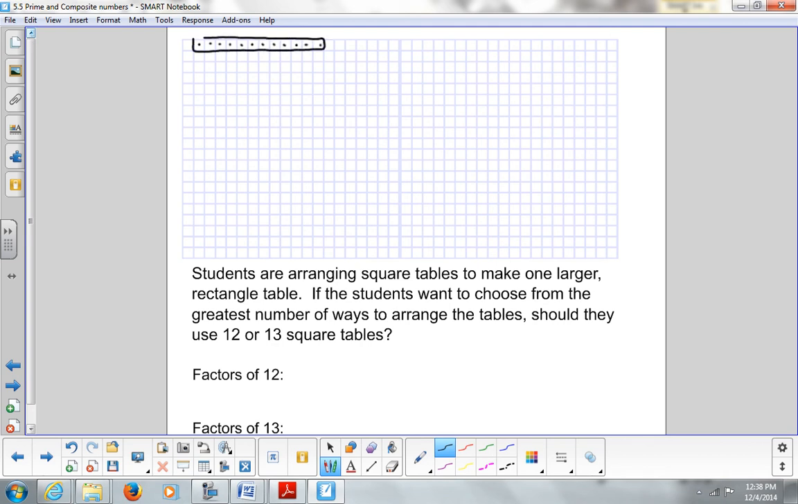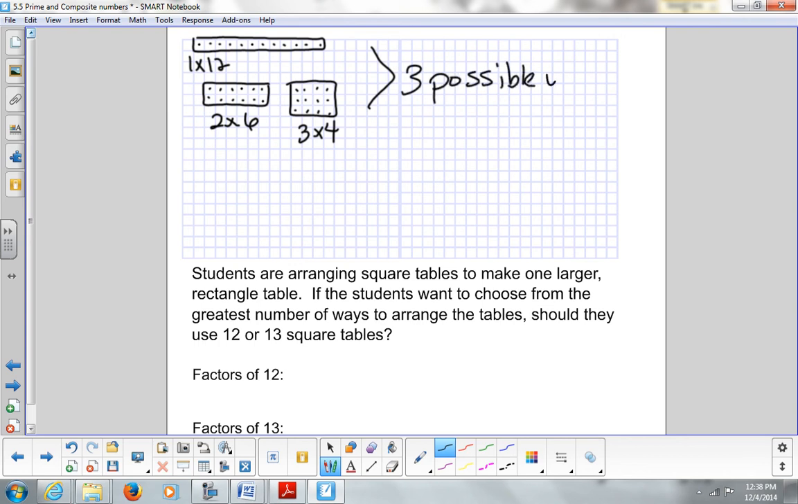Right? My factors of that are 1 times 12. I can do 2's because it's an even number. 1, 2, 3, 4, 5, 6, 7, 8, 9, 10, 11, 12. Right? That makes a rectangle. That's 2 times 6. I can do 3's. 1, 2, 3, 4, 5, 6, 7, 8, 9, 10, 11, 12. That makes a rectangle. But 3 times 4 makes 12. Okay, how about 13? So I have 3 possible ways with using 12.